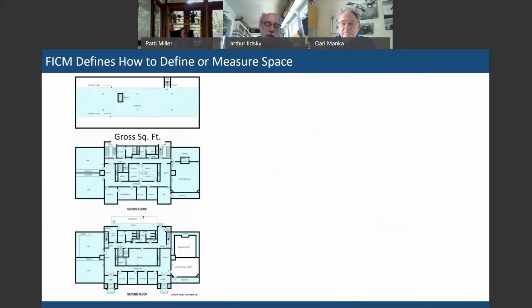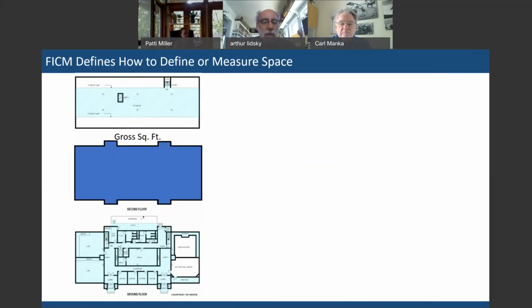One important part of this is how you measure space, and the FICM manual defines gross square feet as a measurement from the exterior wall to the exterior wall, all the space in between from the wall itself to the wall itself across both vertically and horizontally. And in the case of open spaces, so for instance, on the ground floor, there are two white boxes. You wouldn't count that as part of the gross because that's just open space in the floor. But otherwise, everything else would be counted as gross.